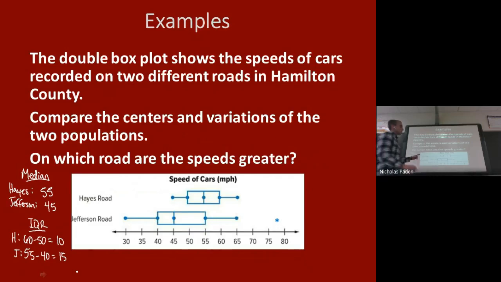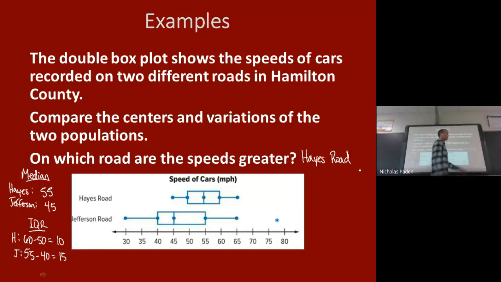Now, I want you to see the outlier. On Jefferson Road, somebody is speeding like crazy. They got somewhere to be. They're at 78. But remember, does the outlier really affect the rest of the data set? We don't want to really focus on that. So we're going to focus on where the box is. Hayes Road is up around 55. Jefferson Road is right around 45 or 50. So you would say Hayes Road for this one.